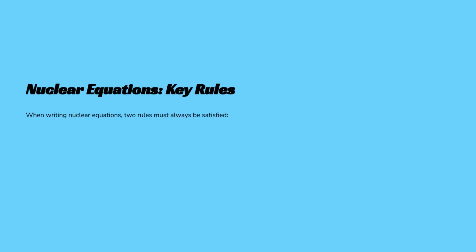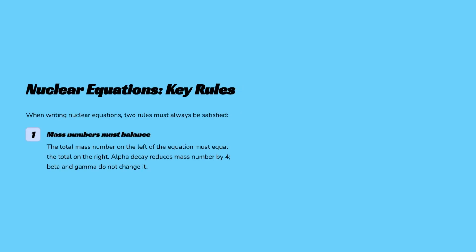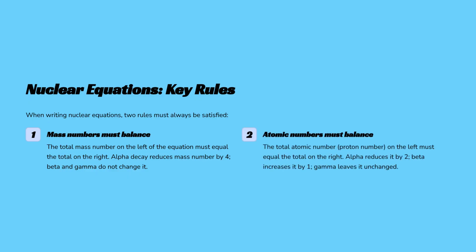When tackling nuclear equations, follow these 2 rules. The total mass number must be balanced on both sides, and the total atomic number must also be balanced. Checking these sums is the easiest way to verify your answers in an exam.